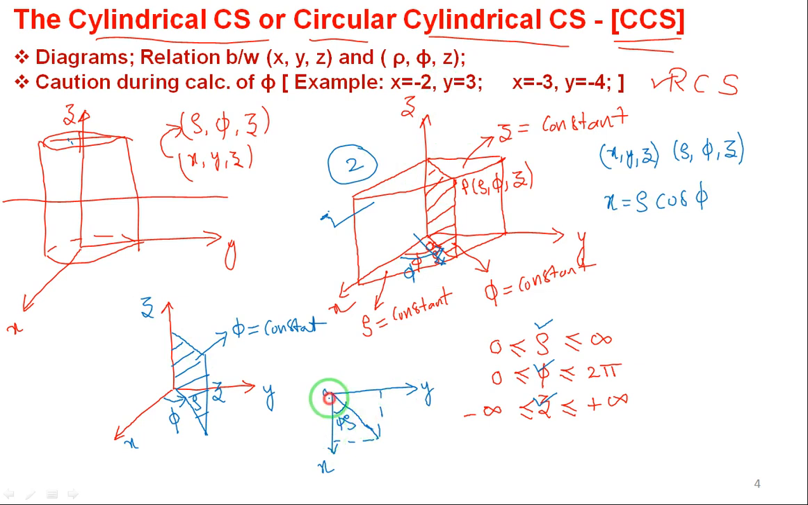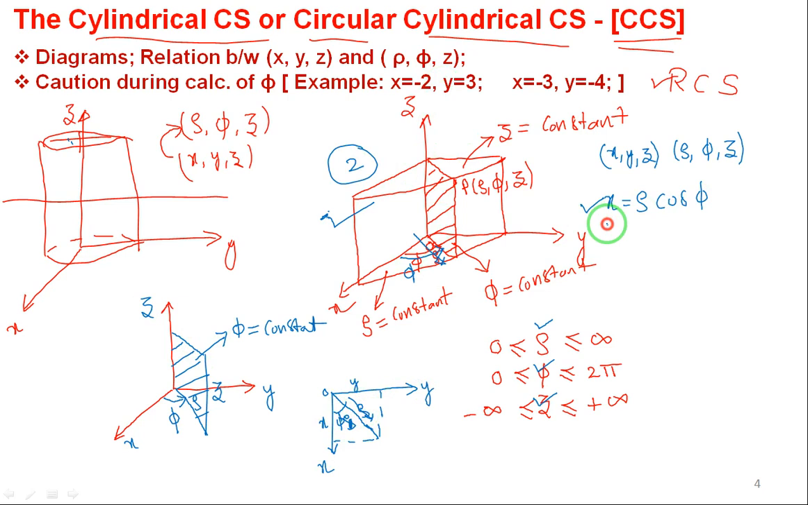This is the origin. Along the x-axis I move a certain distance. This is x and this is y, in terms of x and y. In terms of rho and phi, this is the radius of the cylinder, rho, and phi is the angle made by the phi equal to constant plane with respect to the x-axis. We are measuring the angle phi, right? Then observe, by geometry, x is equal to rho cos phi. This distance is rho, and taking the projection of this rho along the x-axis gives rho cos phi. So we got x equal to rho cos phi.